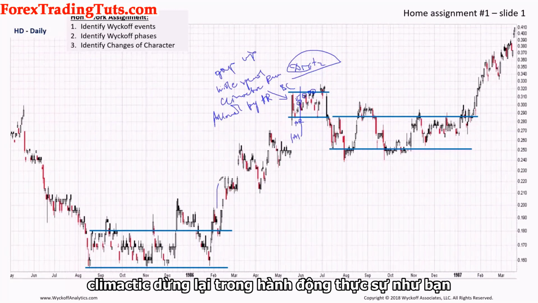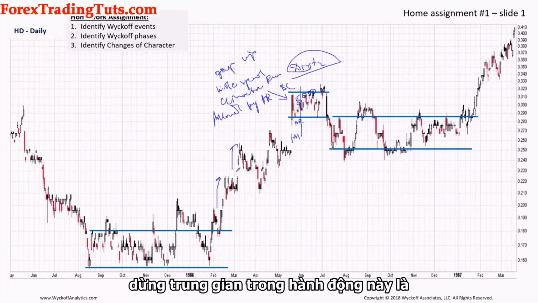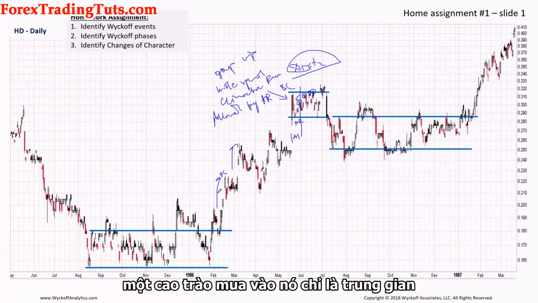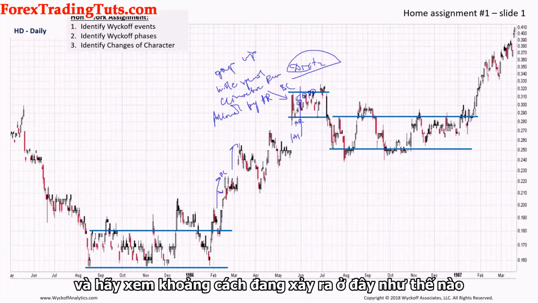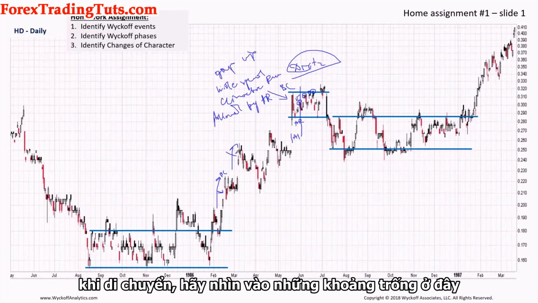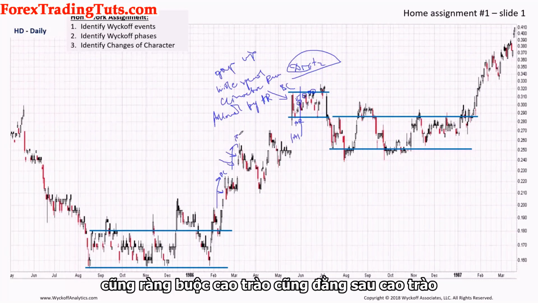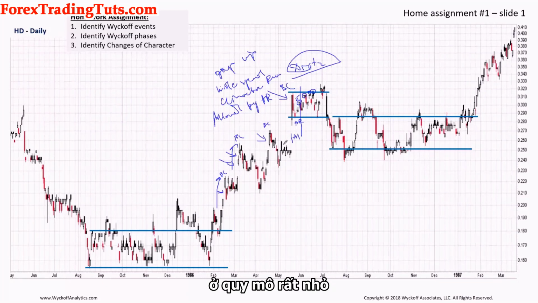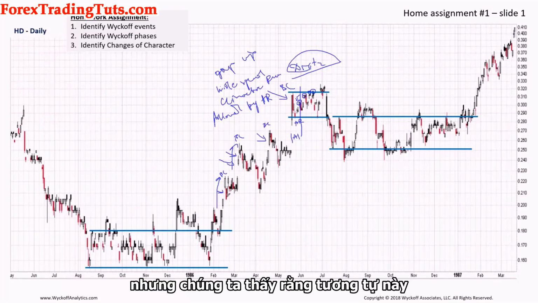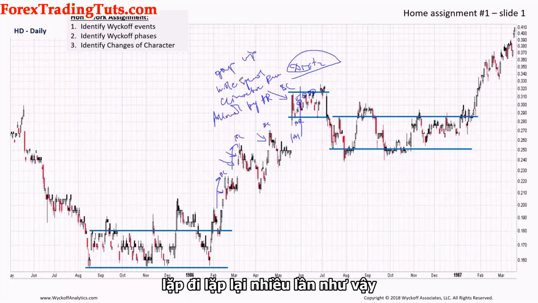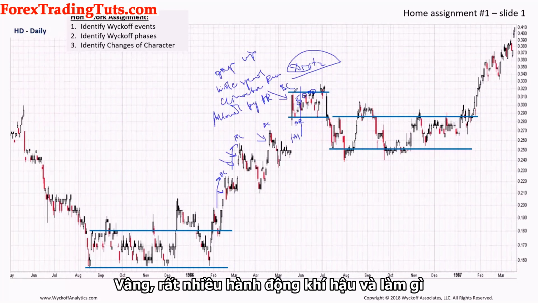Actually, as you look through this intermediate stop in actions, this is a buying climax. It's just intermediate, and look how the gap is happening here. Look at the move. Look at the gaps here. Also a buying climax, on a very, very small scale. But we see that this analog repeats over and over again. So yes, a lot of climactic action.